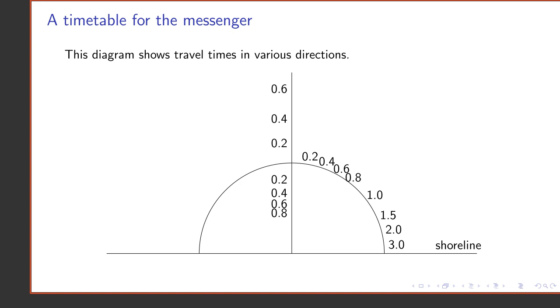So here I have labeled the points that the messenger will reach after traveling a certain hyperbolic distance. That is, after traveling for a certain amount of time. If the messenger goes along the circle, as the messenger gets closer and closer to the shoreline, the hyperbolic distance from the starting point gets larger and larger. Never reach the shoreline. Since the messenger travels faster where y is large than where it's small, it's not surprising that the messenger will get farther traveling north than traveling south.